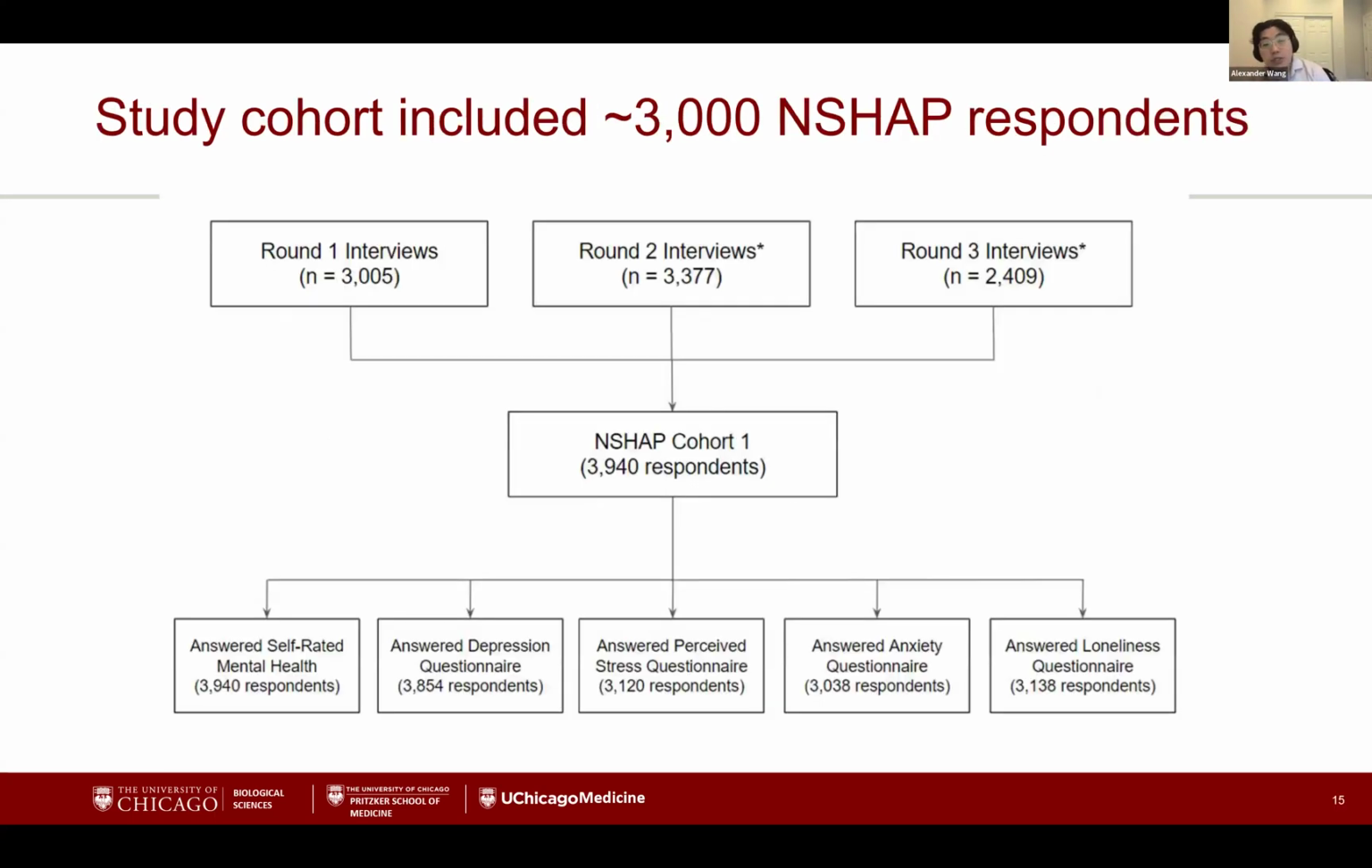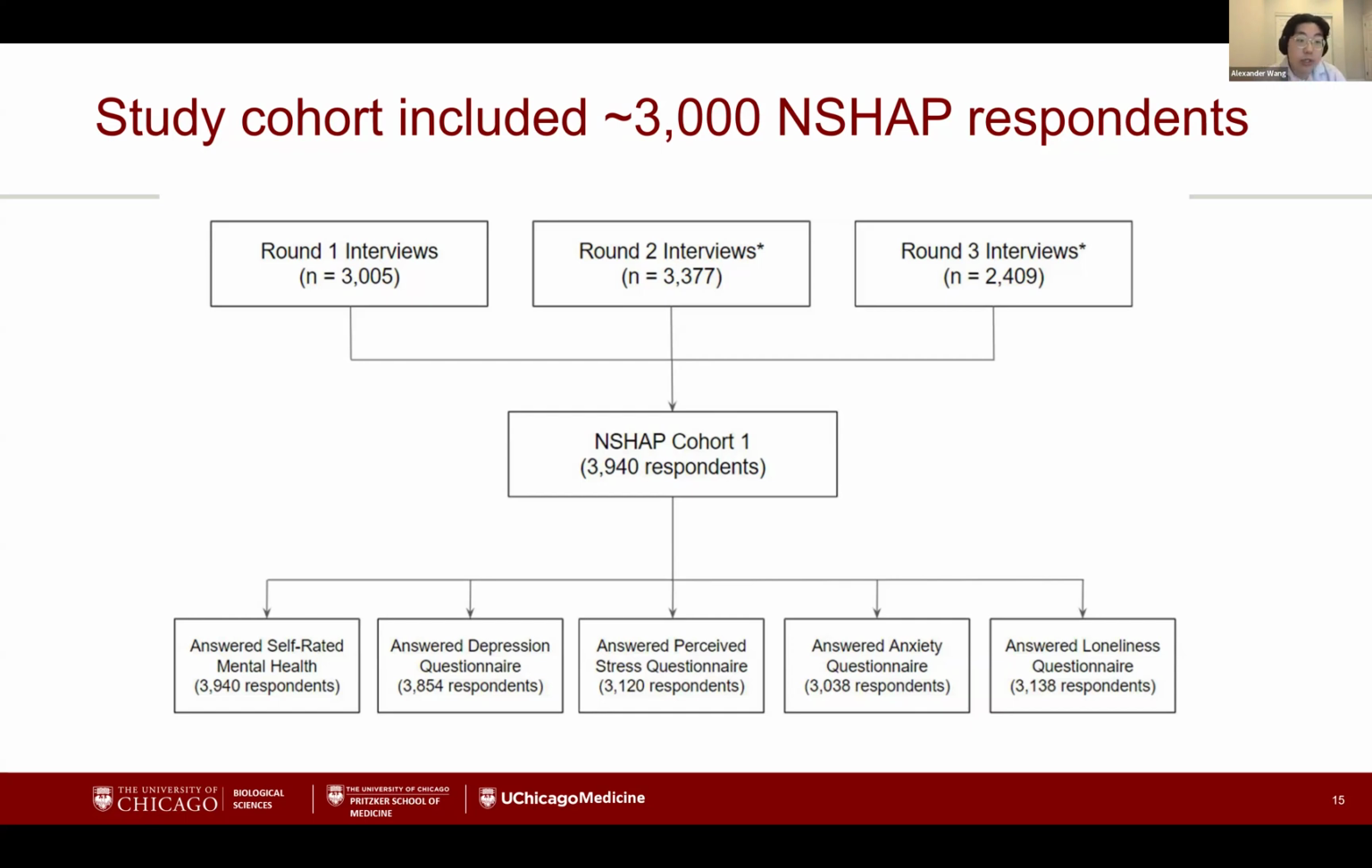This is how our study cohort looked. You can see in round one, that was the first measure of participants. Round two, the reason it goes up is because in round two they added original participants plus co-resident partners, spouses, those types of things. And then round three, the reason it goes down is because they interviewed people from rounds one and two, but some of them had passed away at that point. So when we pool these, we have around 4,000 unique individuals that entered NSHAP at some point.